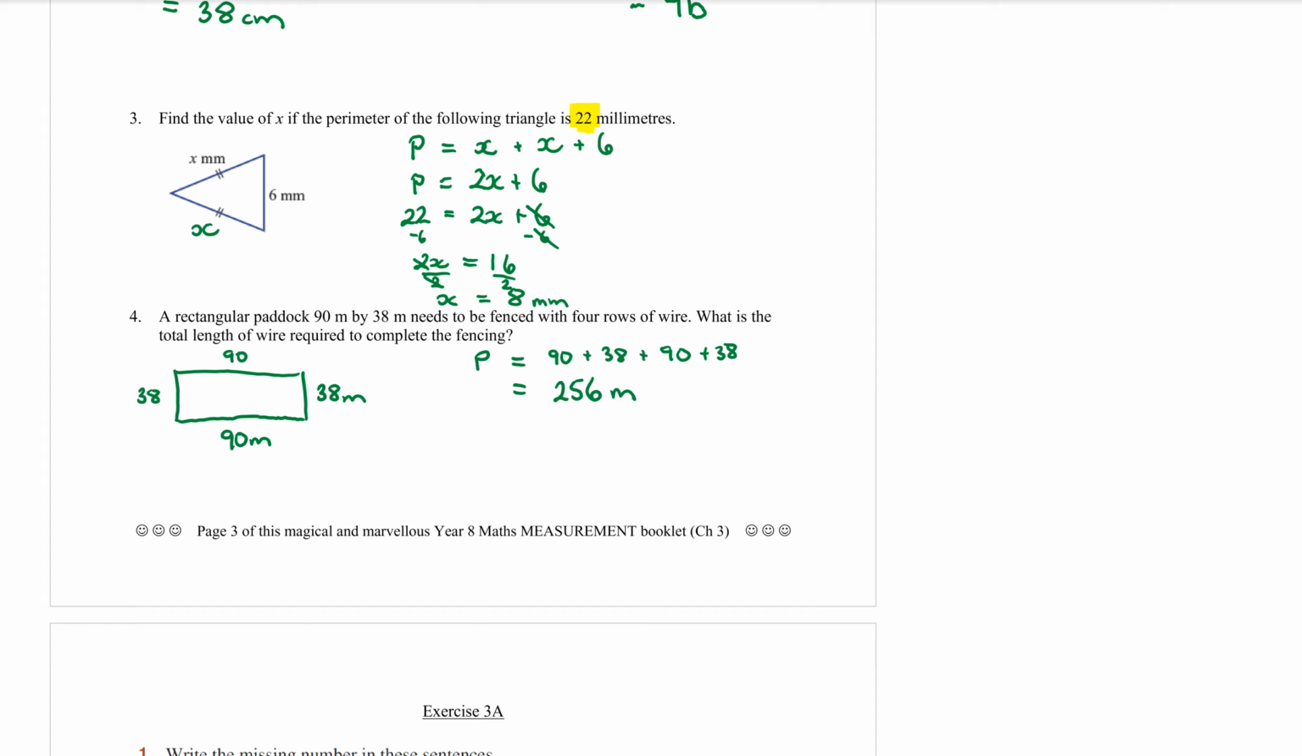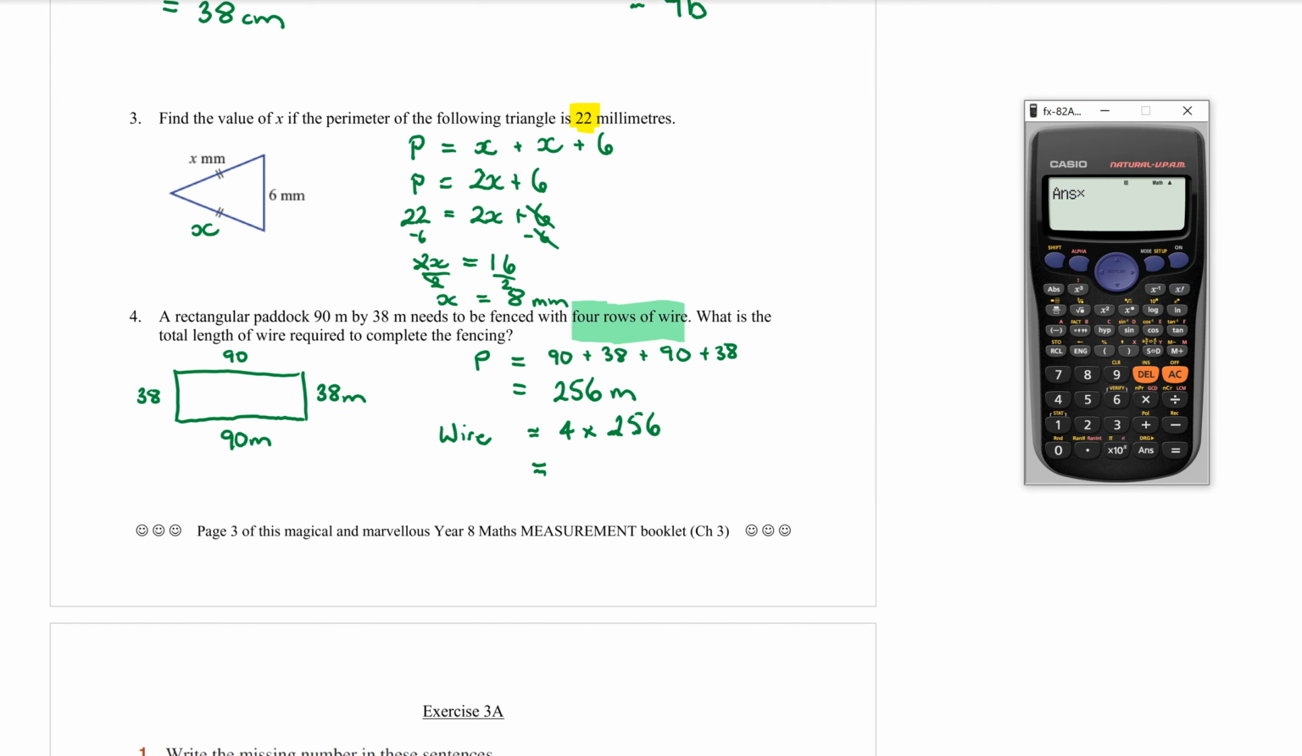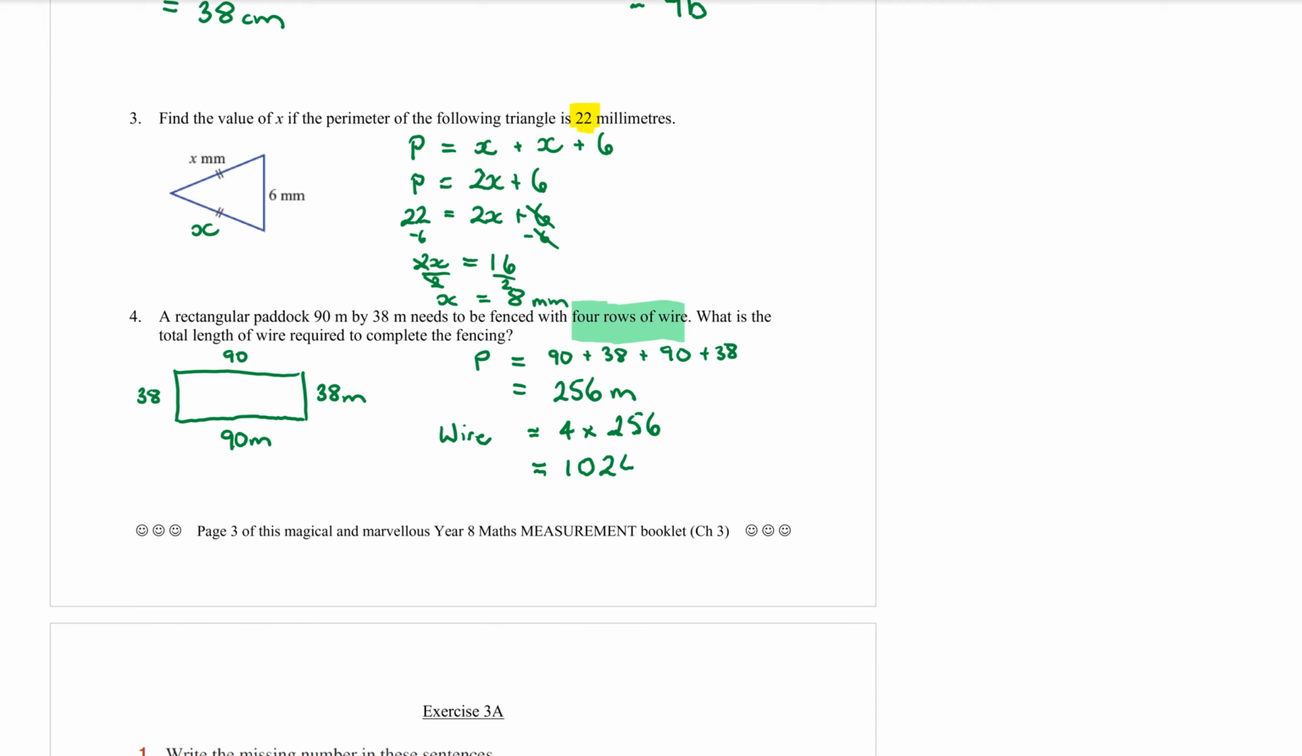But remember, the question actually asks me for how much wire I need. Now, I need 4, it says in here, 4 rows of wire. So I need to go around that paddock 4 times, which means I need 4 lots of, or 4 times 256. So times that last answer by 4, and we have 1,024 meters of wire that we need to fence that paddock. And that's it.